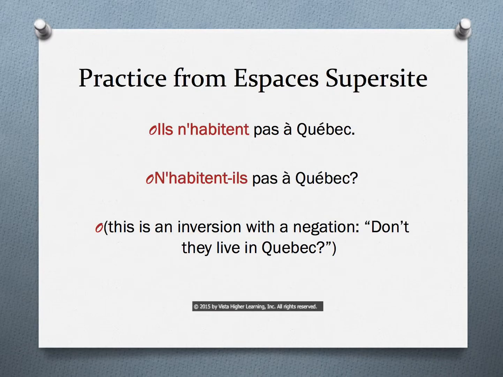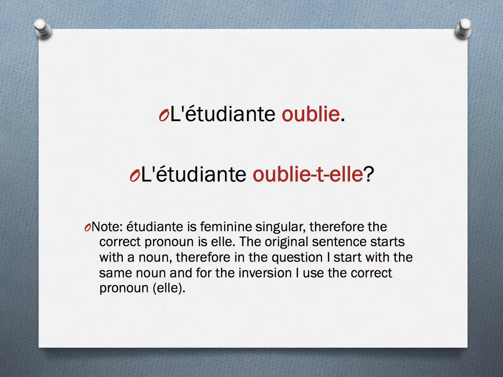Let's see. Practice. This is from Espace Supersite, one of the assignments. Statement. Il n'habite pas à Québec. Question. N'habite-t-il pas à Québec? So this is an inversion with a negation. I have a negative statement and the negative question. It means doesn't he live in Quebec? N'habite-t-il pas à Québec?